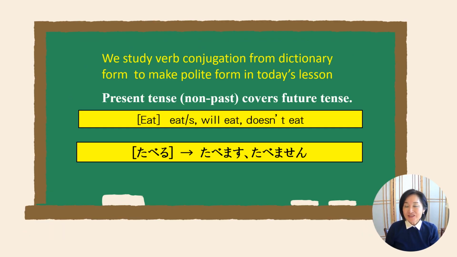Let's study how to convert from the dictionary form to the polite form. Interestingly, in Japanese verbs, there's no third-person conjugations, so whether I eat or he eats, it's the same verb form. Also, there's no future tense. The tenses are only present and past.